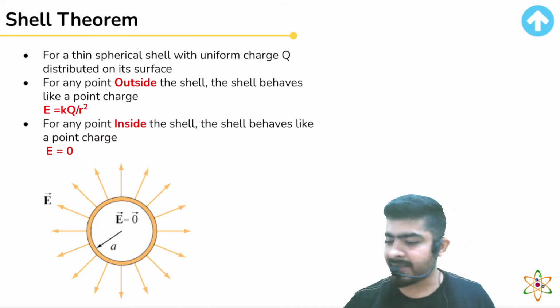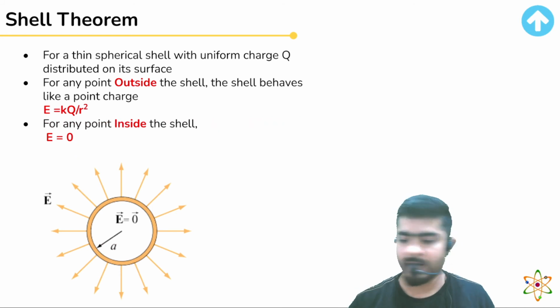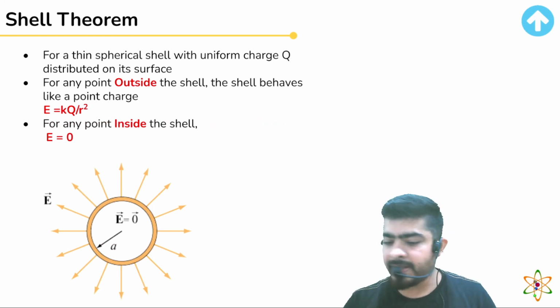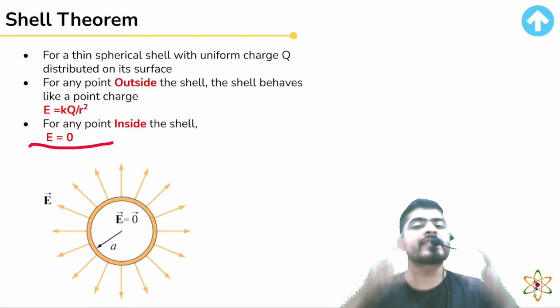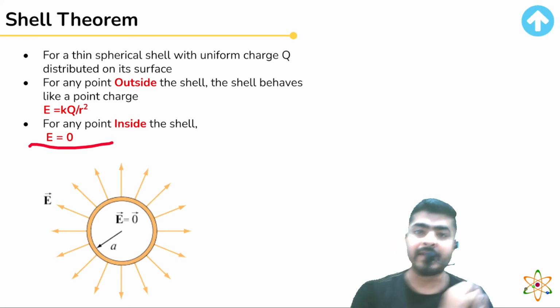Let me just correct this last sentence. Okay, so for any point inside the shell, the electric field will be 0. Outside the shell, it behaves like a point charge. Inside the shell, the field is 0.